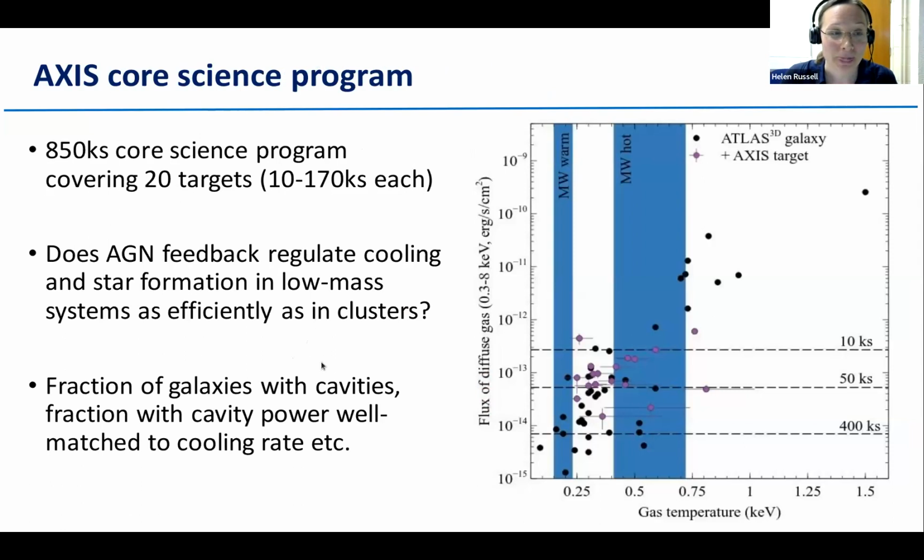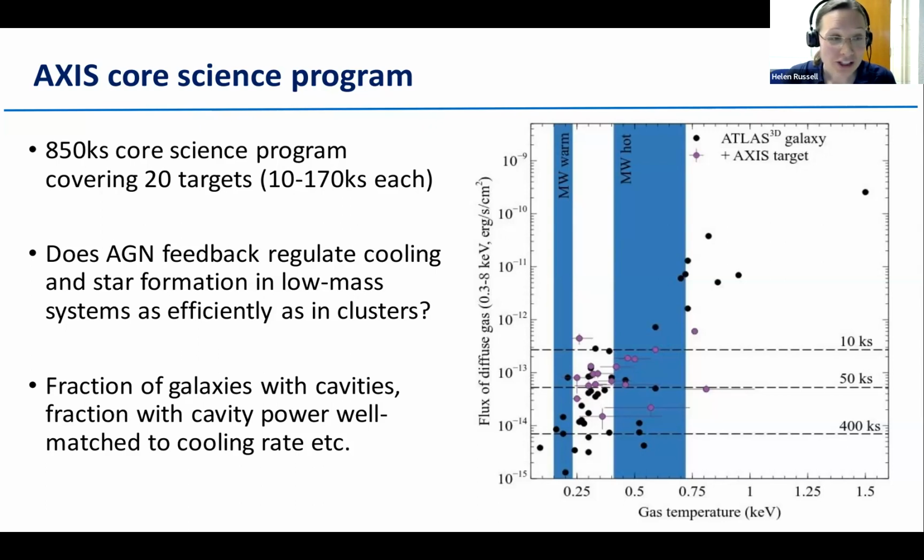So an AXIS core science program, we'd be looking at around 850 kiloseconds, a core program to cover 20 targets. That would be at around 10 to 200 kiloseconds each. I've highlighted example targets on this plot here in purple, spanning 0.2 to 0.8 keV. So we're really spanning the mass range and temperature range we'd be interested in, in getting this much more representative sample of these lower mass systems.